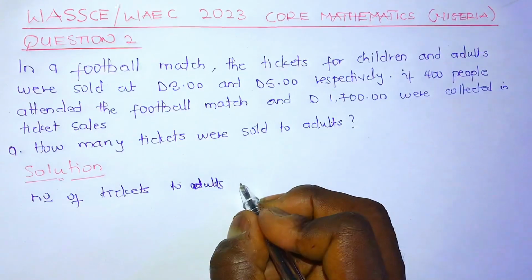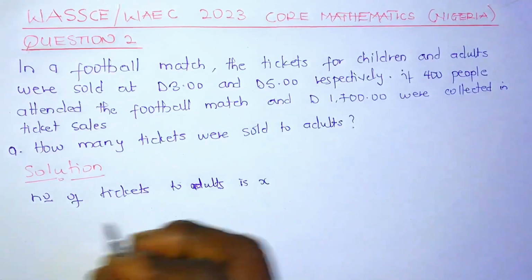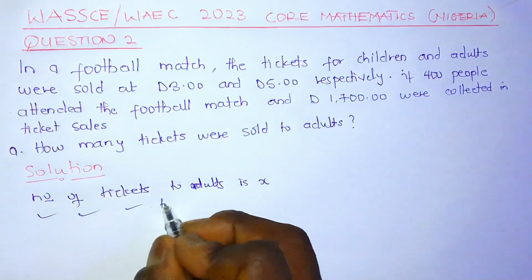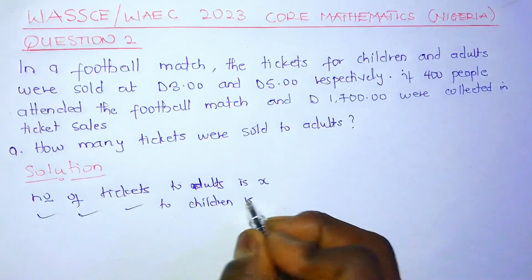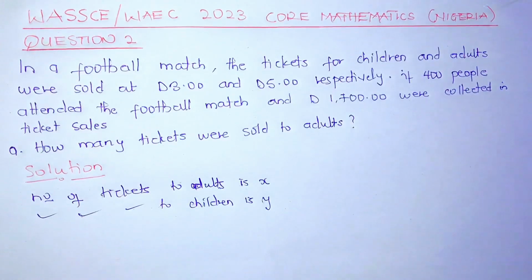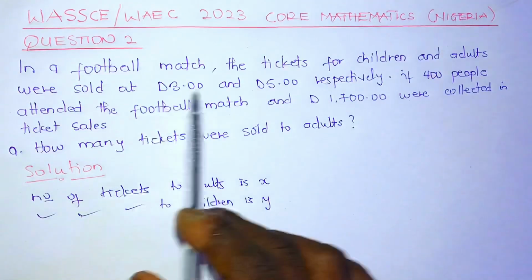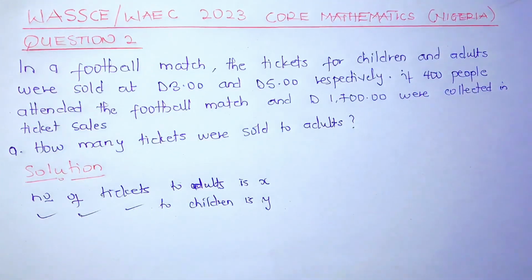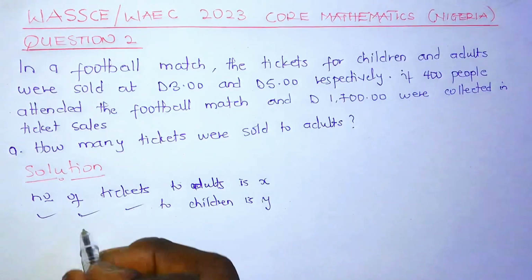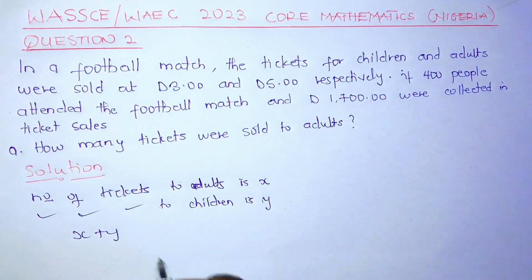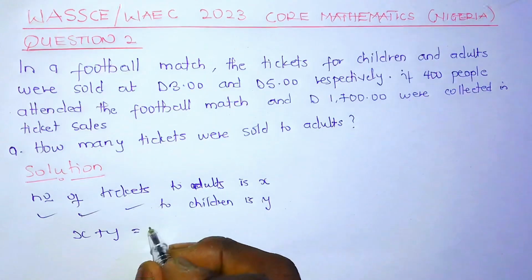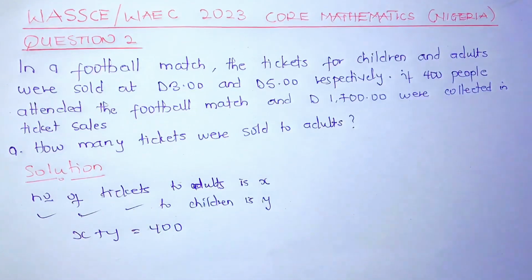Number of tickets to adults, let's say, is X. And number of tickets to children, let Y represent that. So in a football match, the ticket for adults and children were $3 and $5 respectively. If 400 people attended the football match, so we get X plus Y. That's number of children plus number of adults is 400 that attended the match.